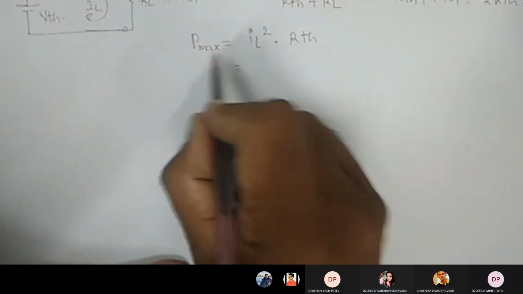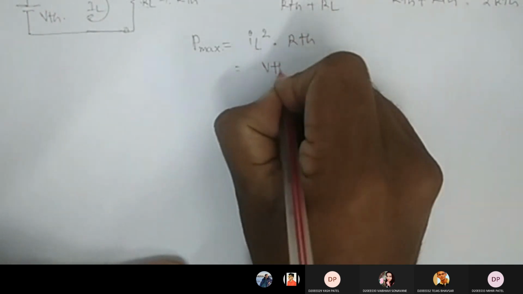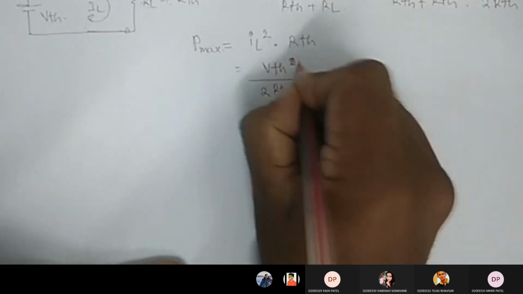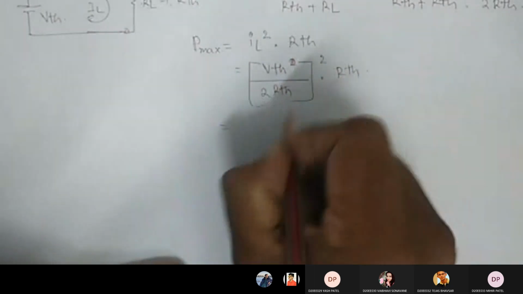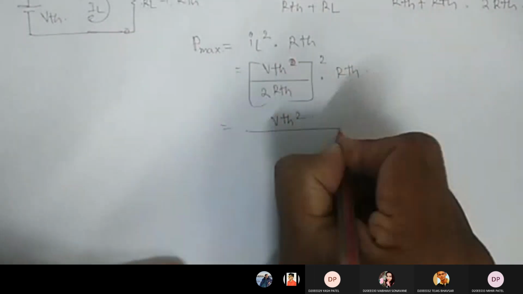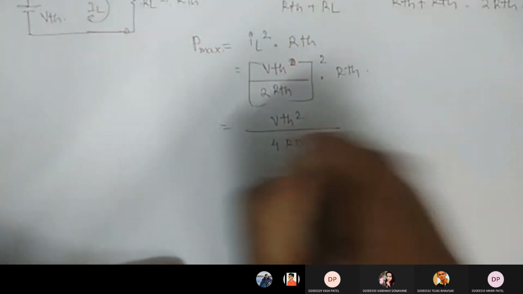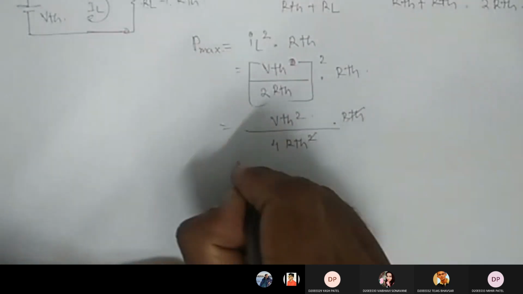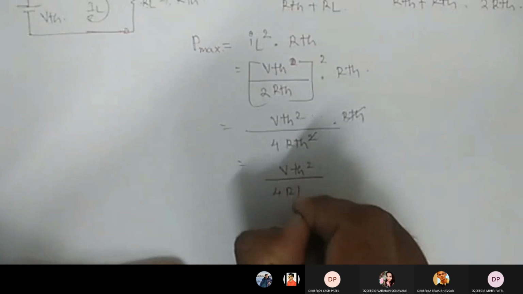So P max, P is equal to what? I square into RTH, so it will be IL square into RTH. What is the value of IL? It is VTH upon 2 into RTH, all squared, into RTH. So VTH square upon 4 into RTH square, into RTH. This RTH is going to cancel out. So it will be VTH square upon 4 into RTH.